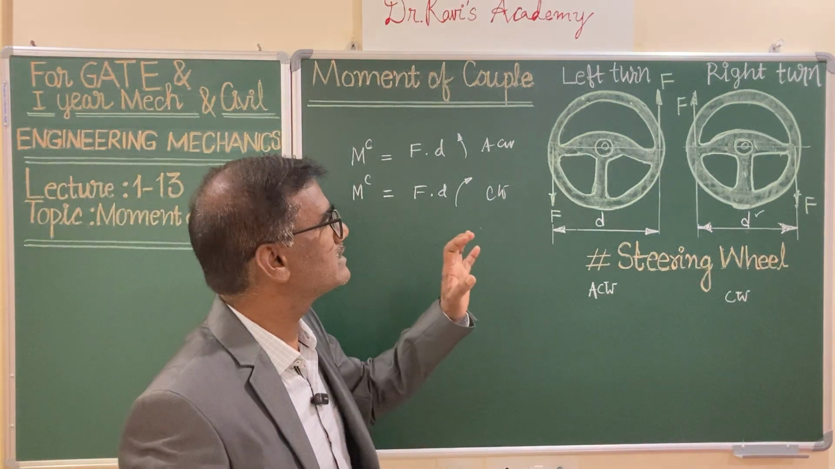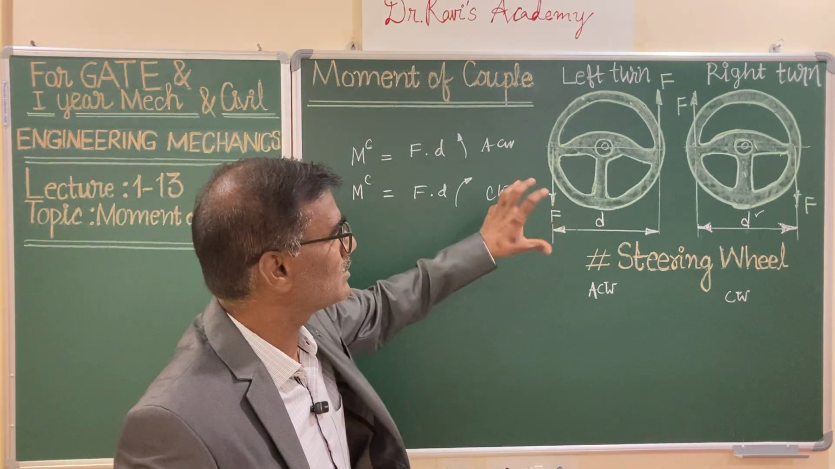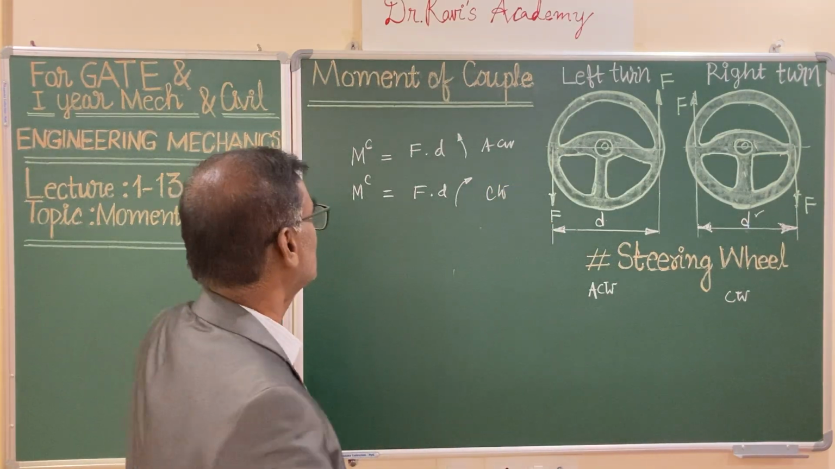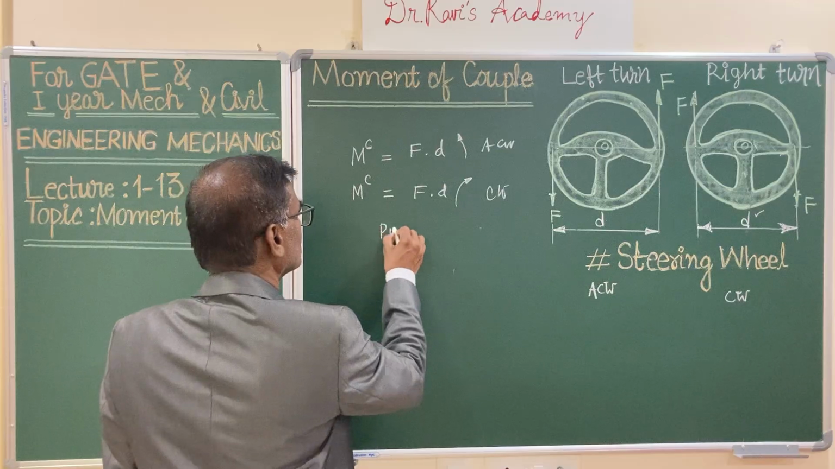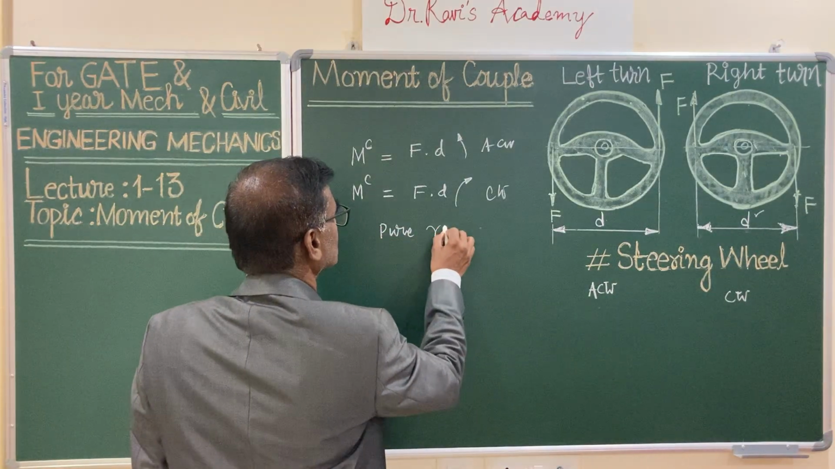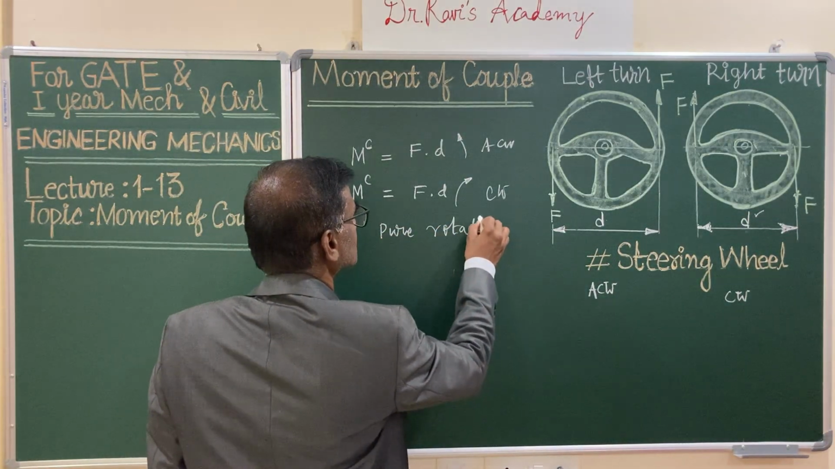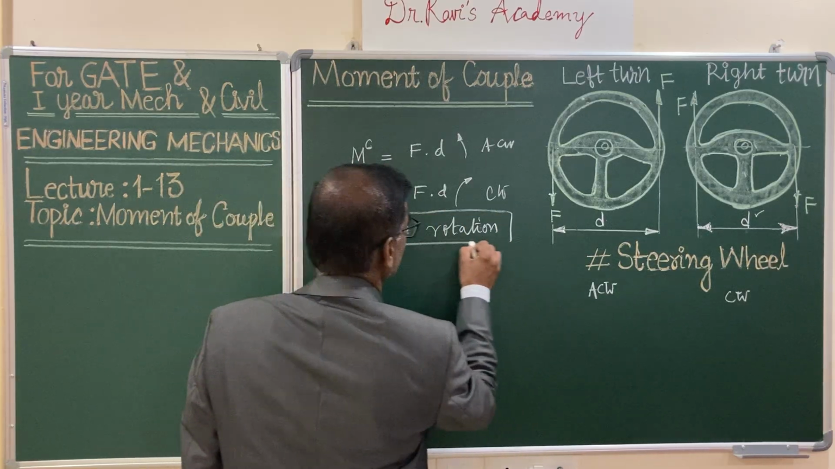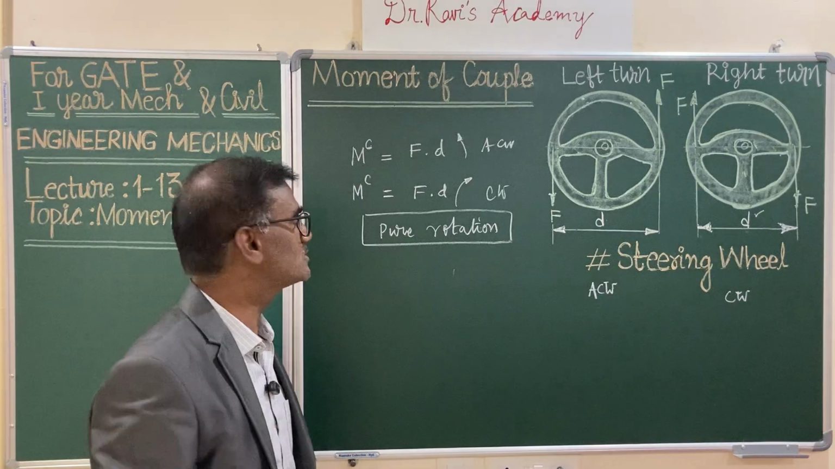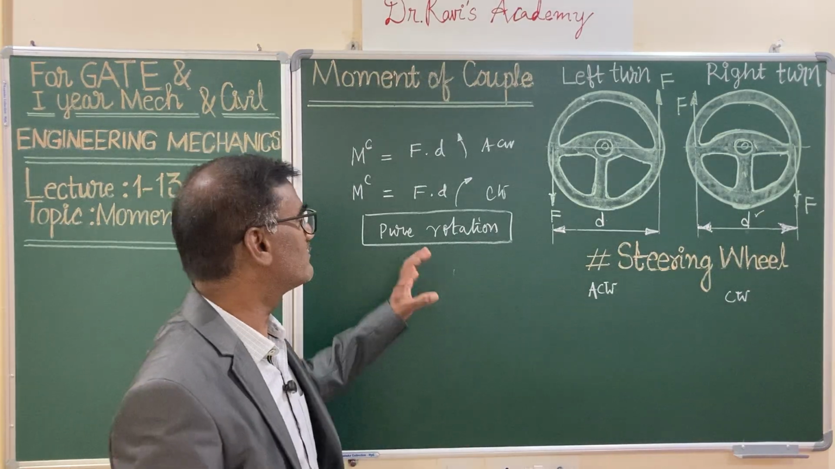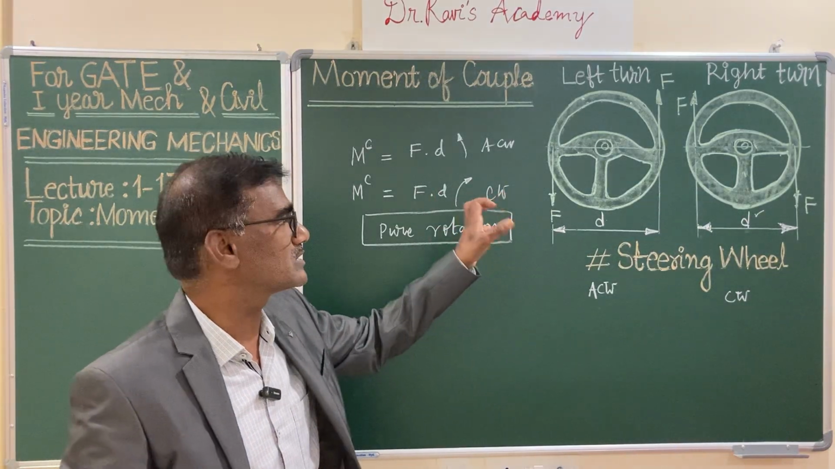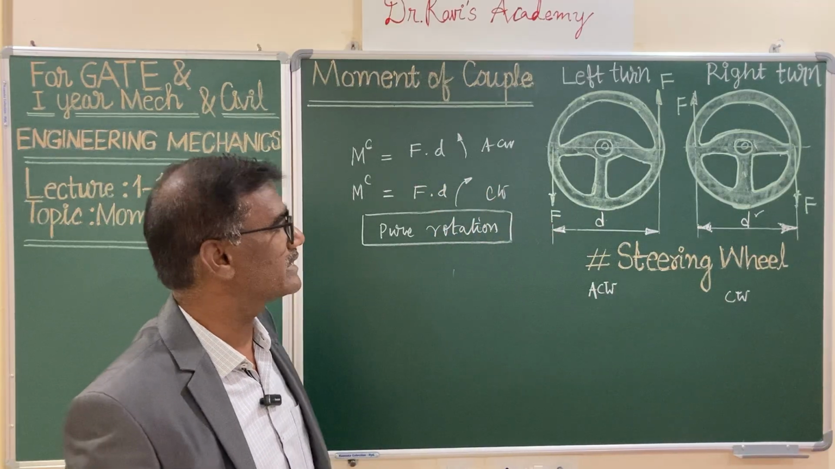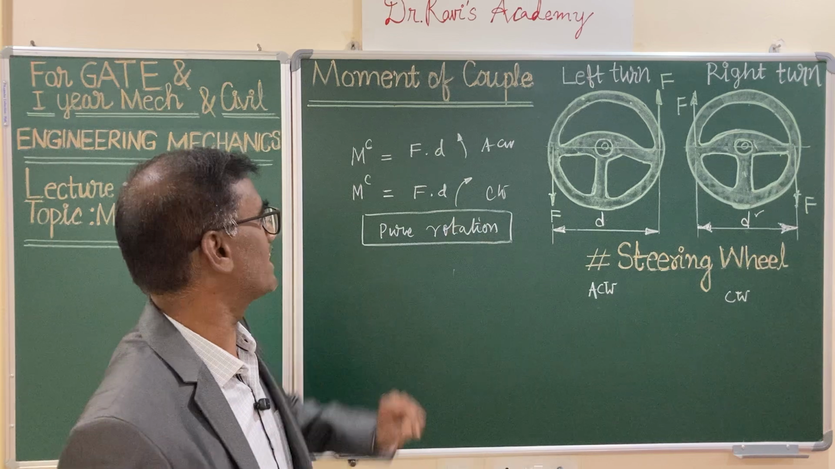The tendency of the rigid body is purely rotation. So there is no translatory effect. You can conclude that it will have pure rotation. The tendency is pure rotation. This is one conclusion you can understand. There is no translatory force in this. Sum of the forces will be zero, and the body will experience only the tendency of rotation, either anti-clockwise or clockwise, depending upon the direction of the forces you applied.